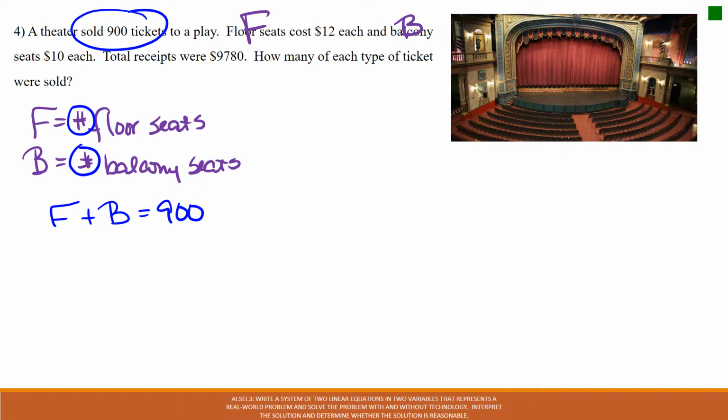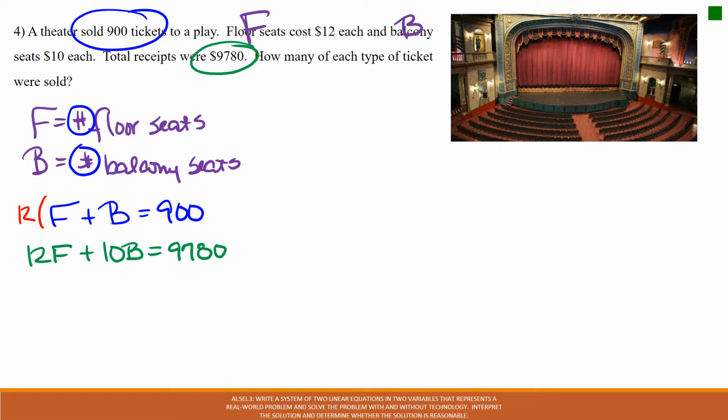The second one is money. Each of those floor seats paid $12 for each seat. Each of the balconies paid $10. And how much money did they bring in total? $9,780. Now these might be a little bit confusing, but as long as you understand it's always number, number, number, money, money, money. That's how it's going to go. Let's just do substitution here. Well, it's kind of smushy here.